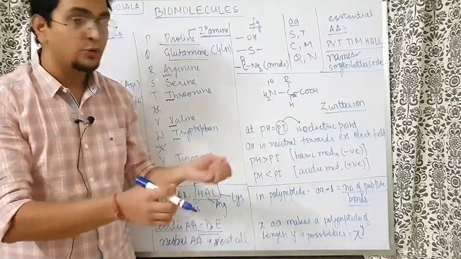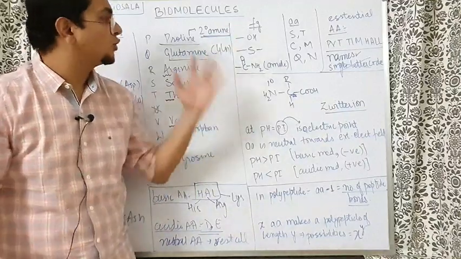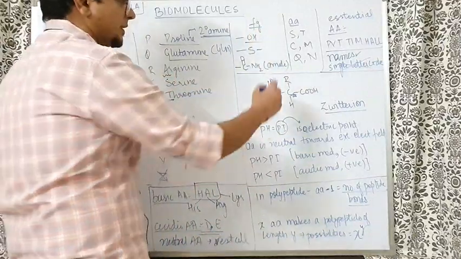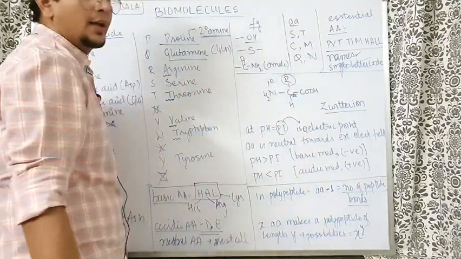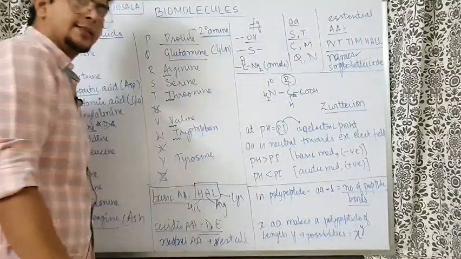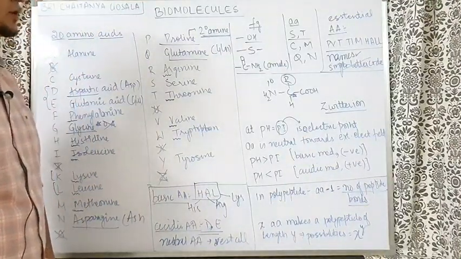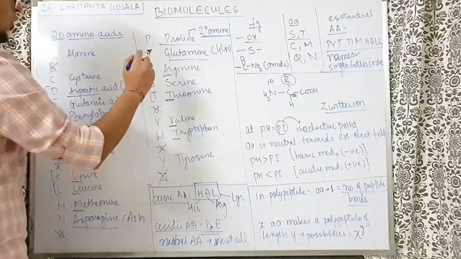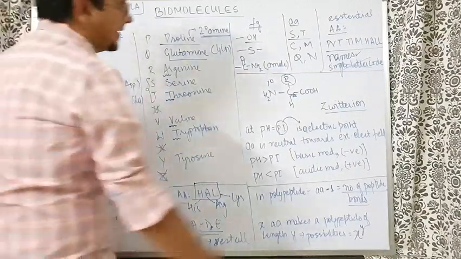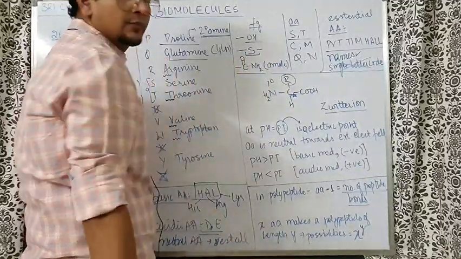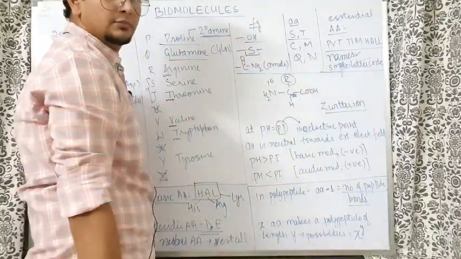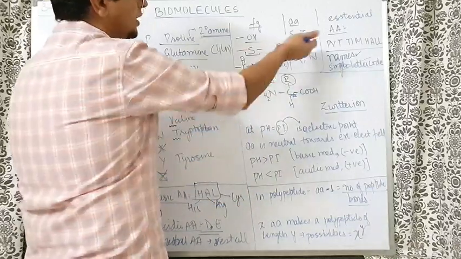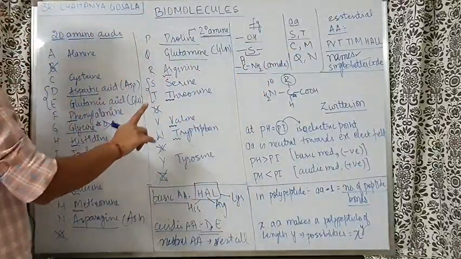If the paper is asking you the question for functional group, then I can tell you how to remember. If the functional group is OH, that means this R contains an OH functional group, then remember ST. ST are the two amino acids which have the OH functional group. So serine and threonine have the OH functional group. CM have the sulfur functional group, so you can remember S, C, M. Sulfur functional group is there in C and M.